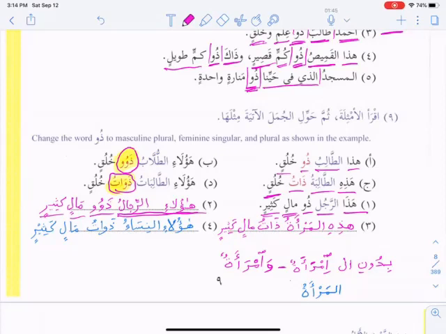Hazihil mar'atu. Mar'atu zatu malin kathirin. This lady, hazi mubtada, badal, zatu khabar, malin mudaf ilayhi. This lady is very rich. Haulai nisa'u, those ladies, zawatu malin kasirin, those ladies are very rich. Now here, I have written here for you to understand, inshallah.